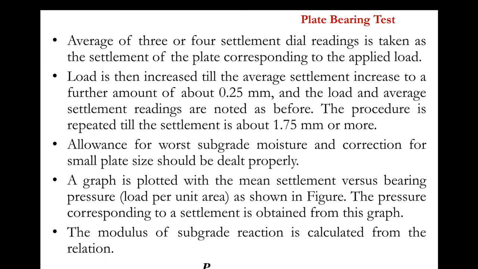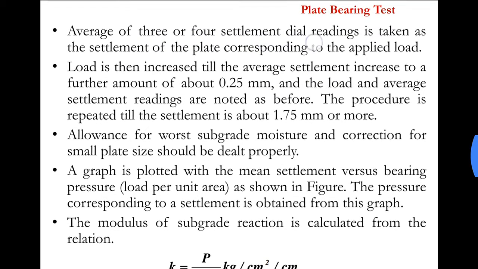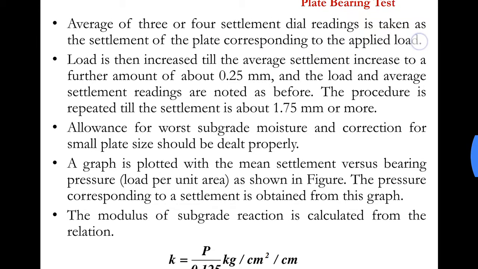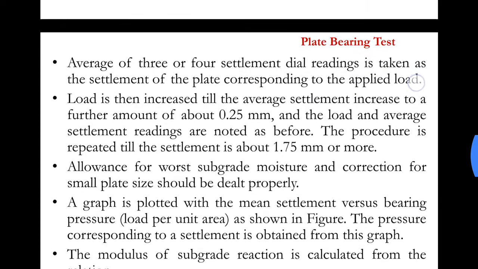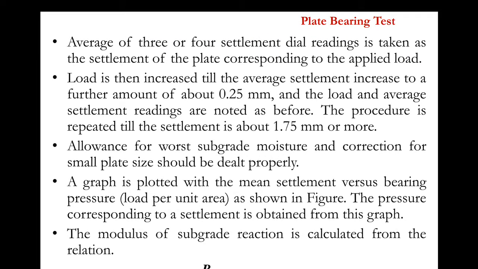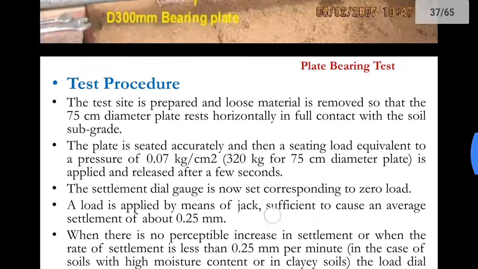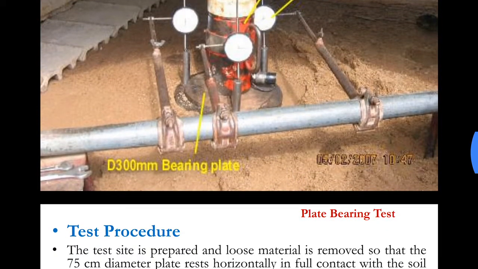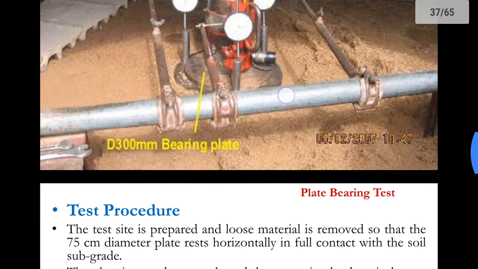Now the average of 3 or 4 settlement dial readings is taken as the settlement of the plate corresponding to the applied load. So we need to take an average of 3 or 4 settlement dial gauge readings. What we have done here is we have taken 3 dial gauges. Even if they have different readings, we will take the average of all the 3 readings.